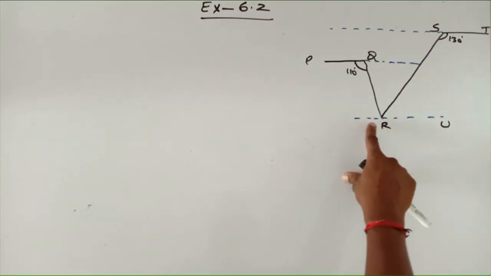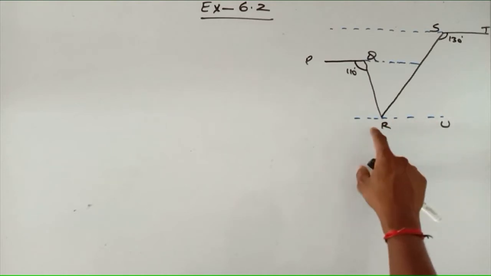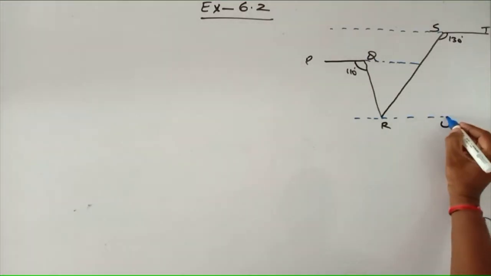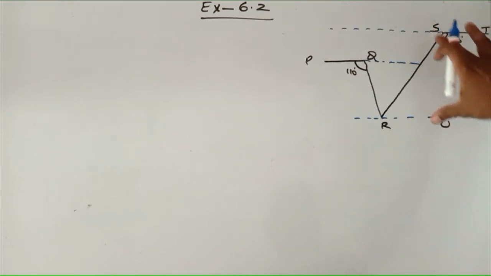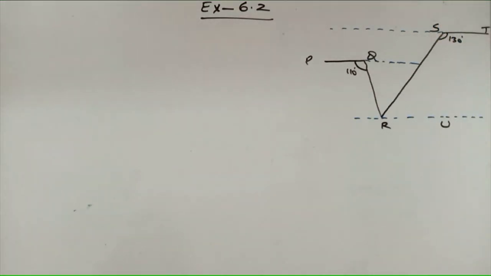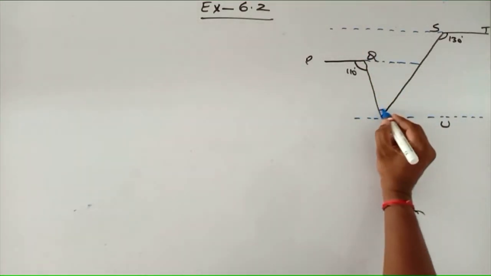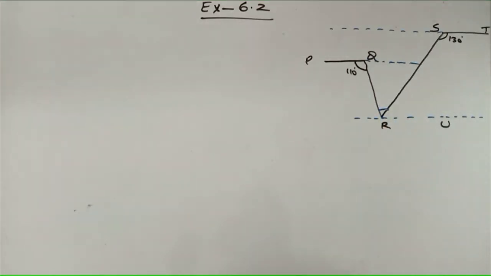Now the hint is given: draw a line parallel to ST through R. I am drawing a parallel line here. RU is parallel to ST also. Hence these three are parallel lines. Now I have to calculate the value of angle QRS. This is the value I have to calculate.